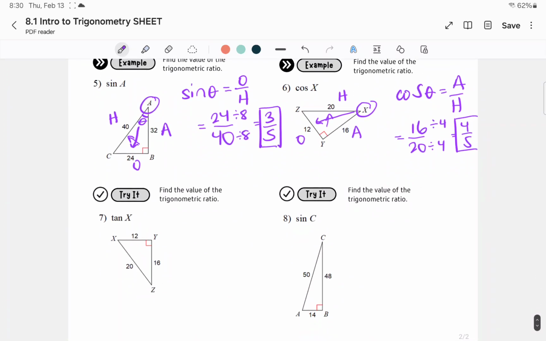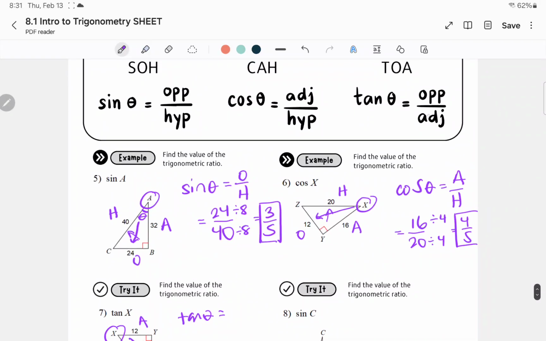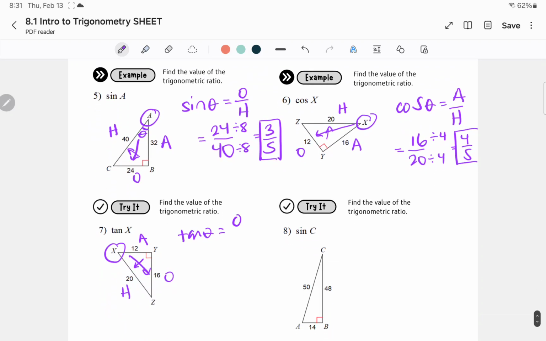All right, so for number 7, it says tangent of x. So we're going to do HOA really quick. H, O, and A. So tangent of theta is, where am I getting this from? Right up here, O over A. So O over A. O is 16. A is 12. Look at what we just labeled. And now let's divide by 4. So this one is 4 over 3.